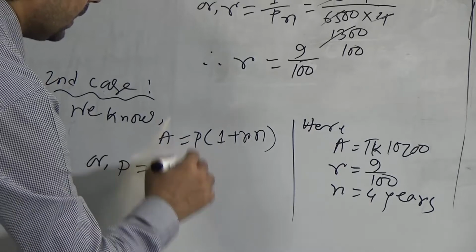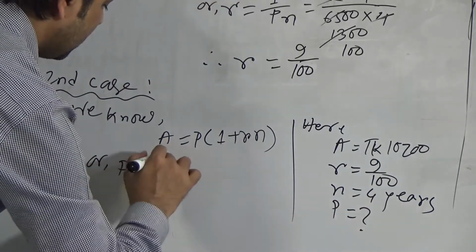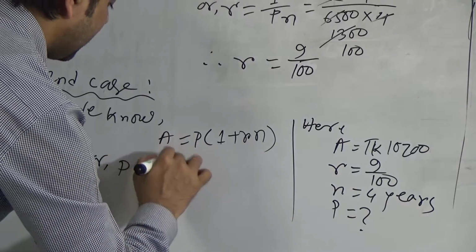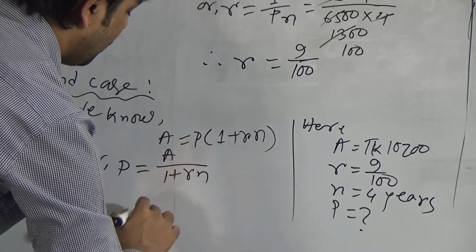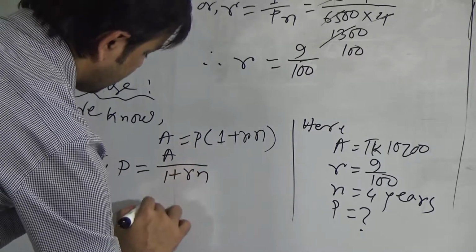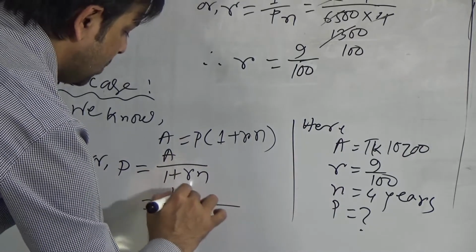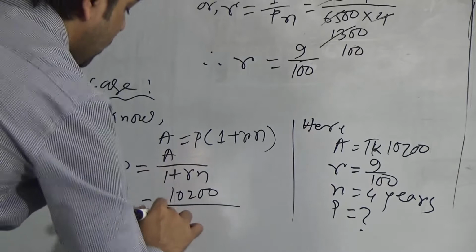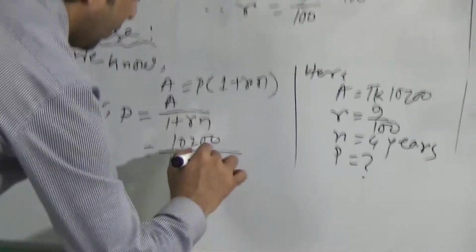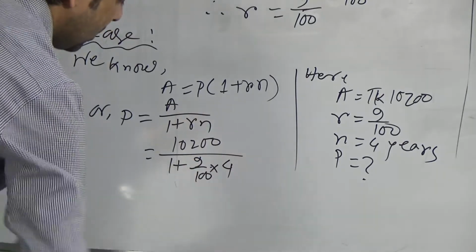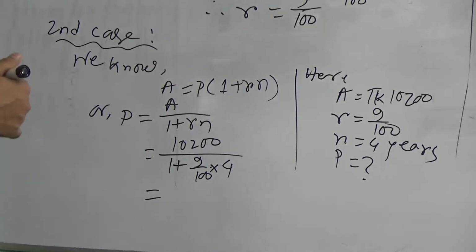P means principal here. We need to determine P, so this will be P equal to A divided by (1 plus Rn). Now put the value here. The value of A is 10200, and 1 plus R means 9 by 100, into N means time, 4 years. So what will be here? Now if you calculate, what will you get? You can calculate here.